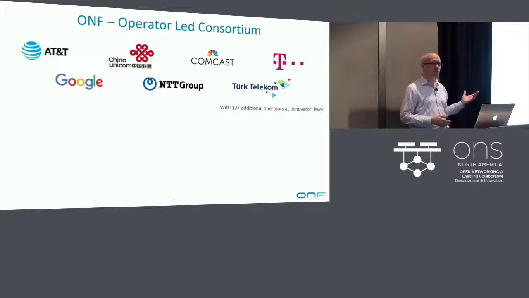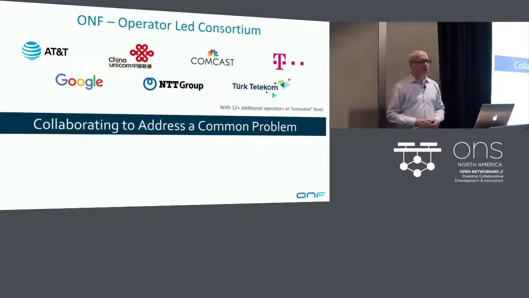In addition to these 7 operators, there are another 13 operators that are part of the ONF ecosystem, and the ONF ecosystem itself is over 140 organizations of different types. These operators have come together in the context of the ONF with a specific purpose, and that is finding a common problem and collaborating to address that problem.